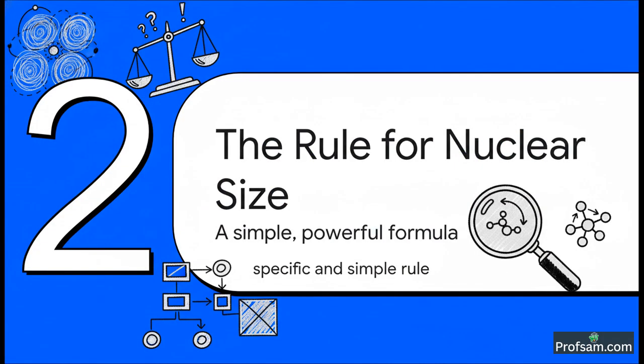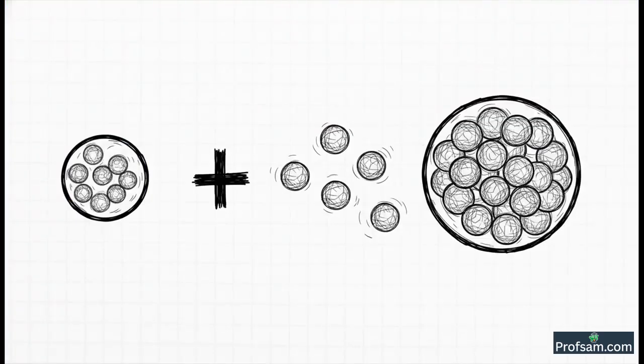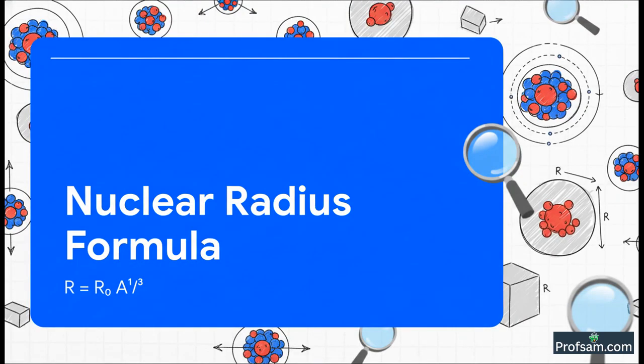So how do physicists even know this? Well, they don't just guess these things, of course. There is actually a very specific and, thankfully, a very simple rule that helps us calculate the size of any nucleus we want. To understand this rule, just think of the nucleus as a ball made of marbles all stuck together. Each marble is either a proton or a neutron. It's simple logic, right? The more marbles you add to the collection, the bigger the ball is going to get. And that very simple idea leads us directly to the main formula you need to know.